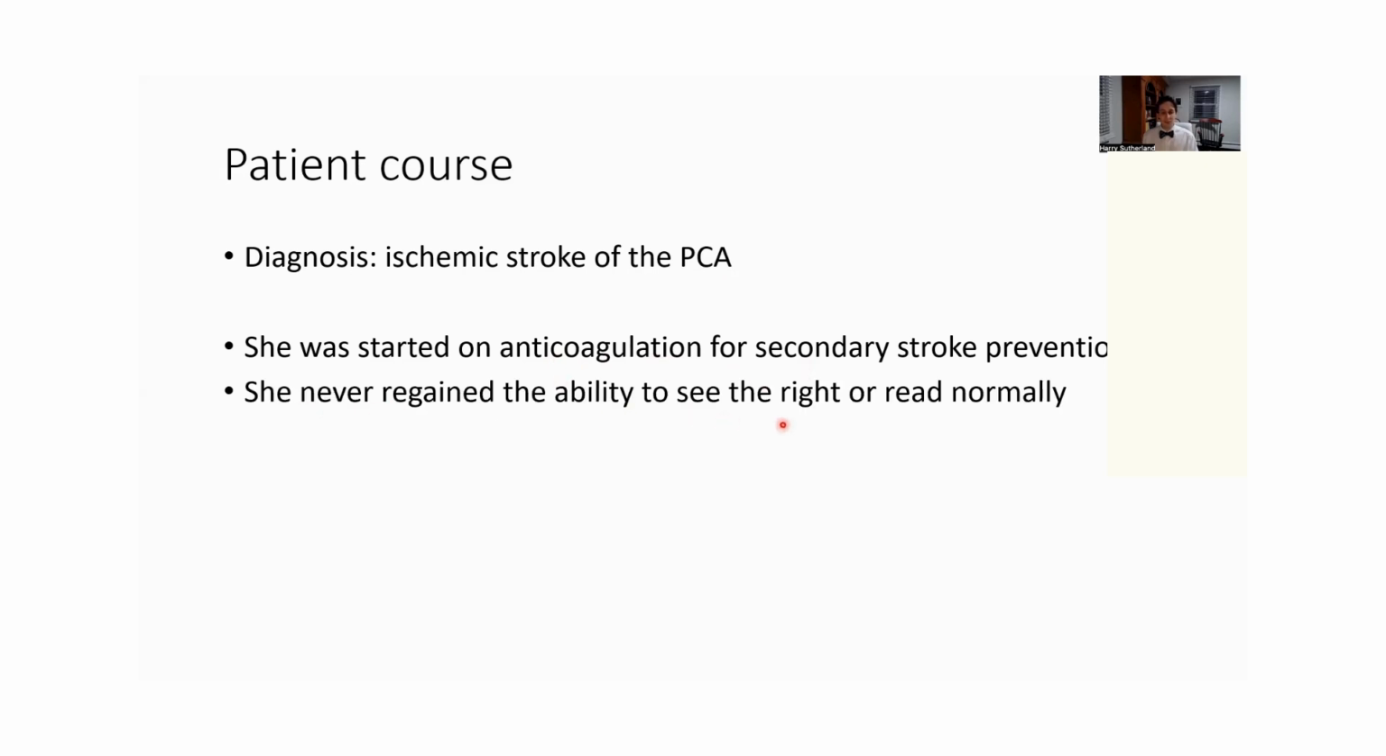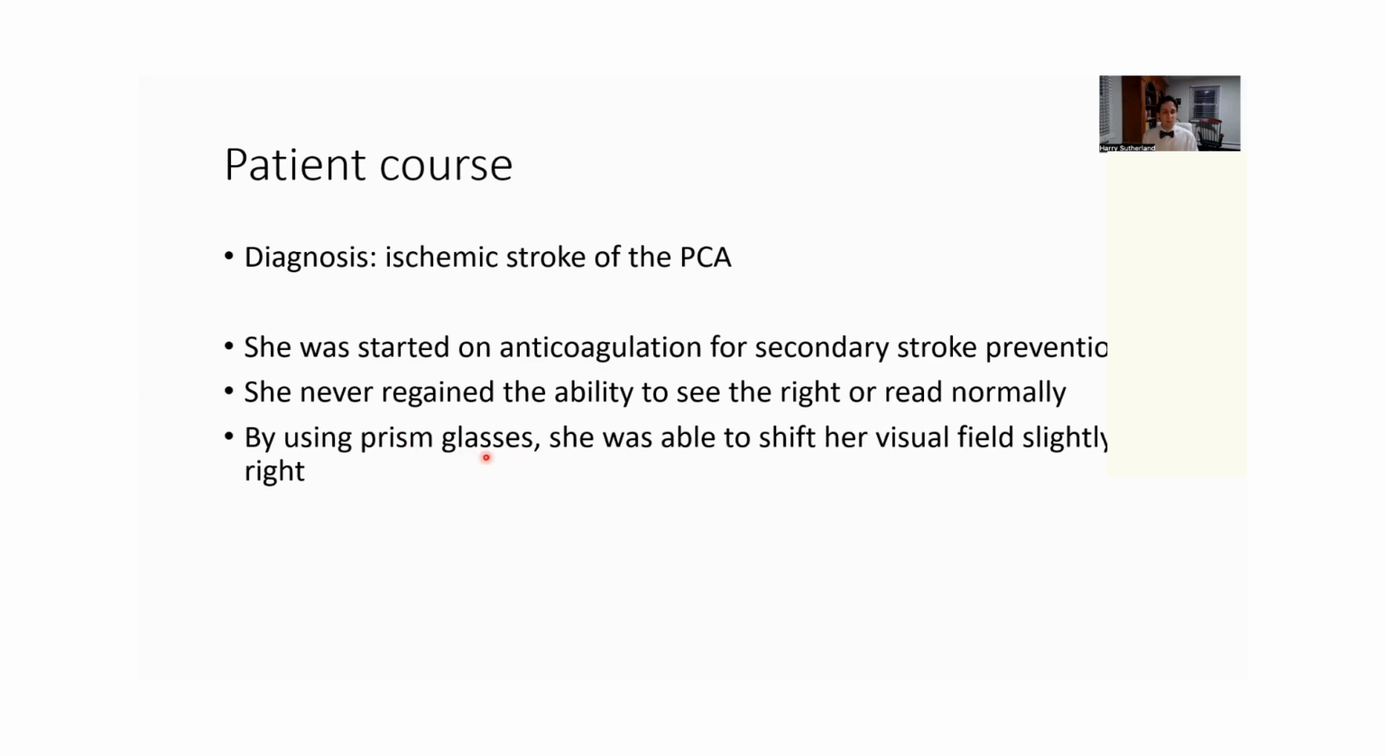She never regained the ability to see on the right or read normally, but she found some workarounds. By using prism glasses, she was able to shift her visual field slightly to the right. What that means is that we put prisms on her glasses, and prisms help you with refracting and bending light. And so we can shift the visual field a little bit so that it's closer to midline, so that you can compensate for having that deficit of the field cut on the contralateral side. So it can help people with getting closer to being able to drive and do other important things through their daily life. Because as you can imagine, if you have a huge blind spot, that's a major problem for your ability to drive as well as do other things.